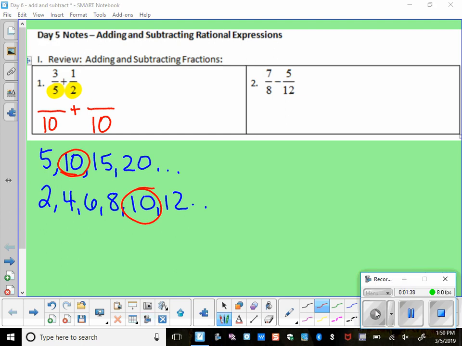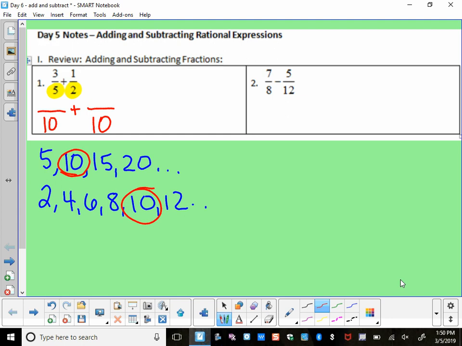Let's look at this one. Alright, so we're looking at our main denominator, right? We started with 5. My new common denominator is 10. What am I going to multiply to 5 to get my new denominator of 10? 2. The key here is what you do to the bottom, you also have to do to the top. So we're also going to multiply the top times 2. So what's 2 times 3? Good.